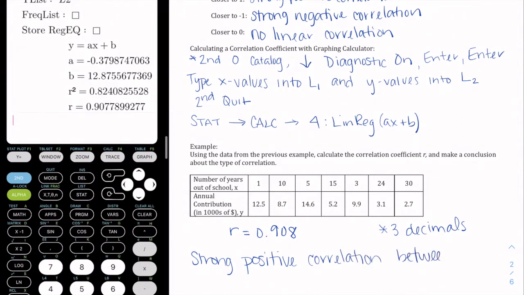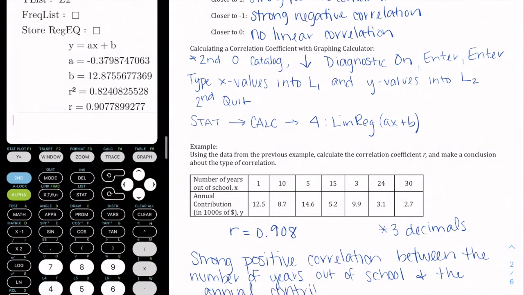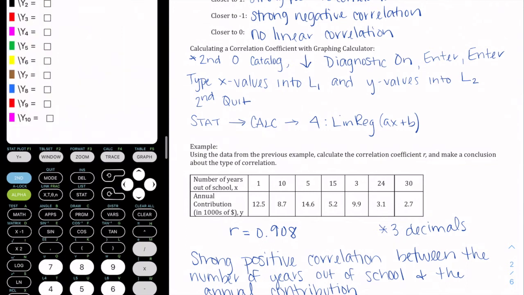between the number of years out of school and the annual contribution. Oops.